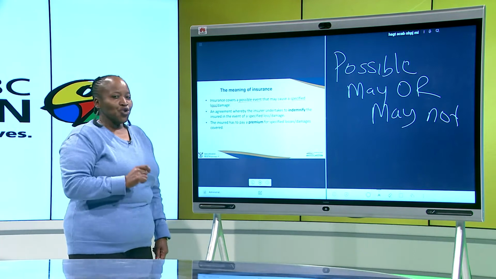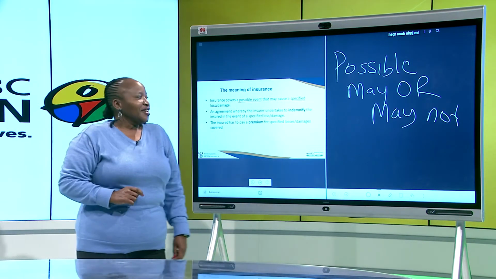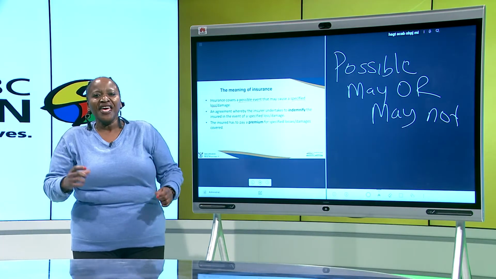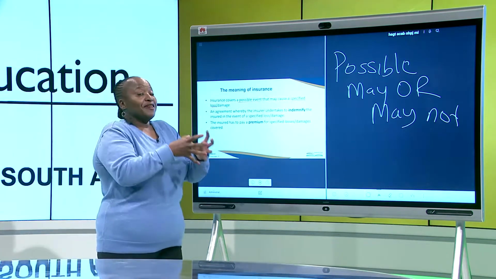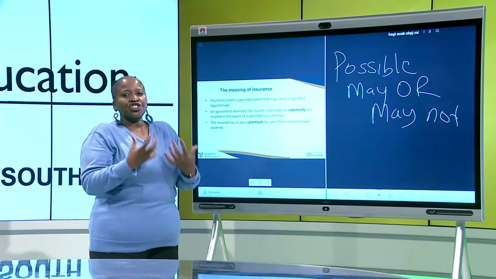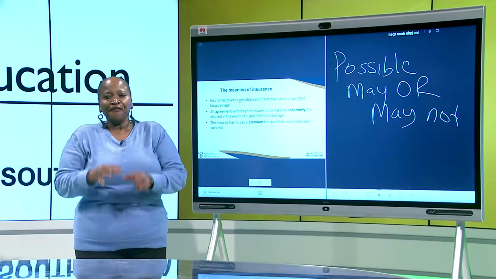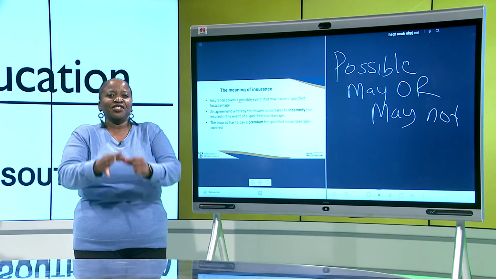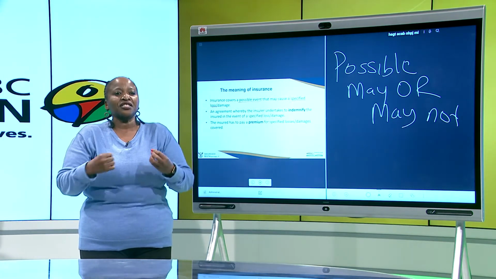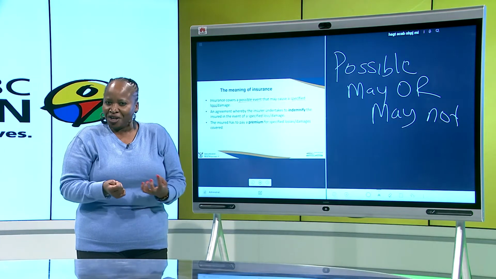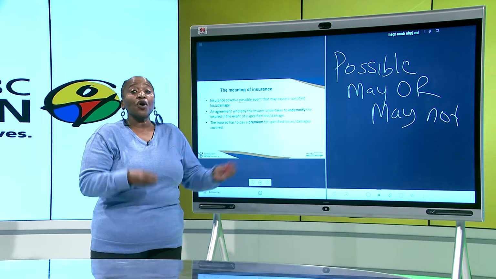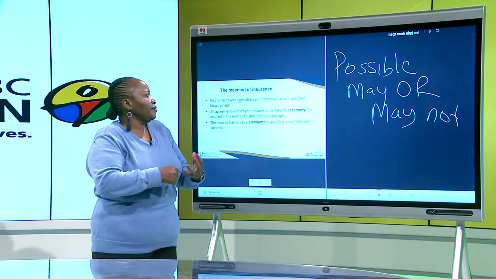It is important to note the word specified. Why is it important to know that the possible event is specified? In an insurance contract, the event must be specified. For example, if a business wants to insure its property against fire and theft, and these are the risks specified in the insurance contract, and then the business property is destroyed by a storm, the insurer is not going to pay out. Why? Because the event is not specified. So the word specified will be used a lot in this topic.